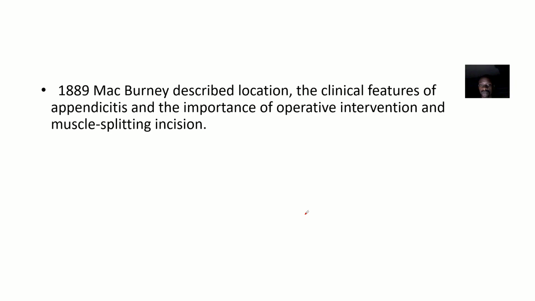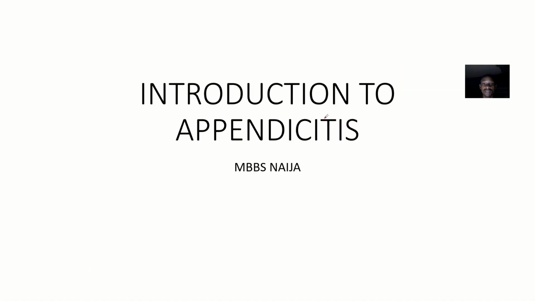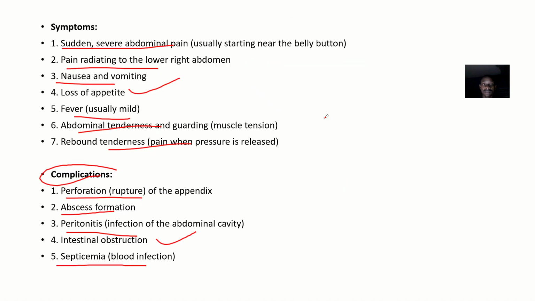Okay. So, brief history. In 1889, McBurney described the location and clinical features of appendicitis and the importance of operative intervention and the muscle split incision. That's why the area around the appendix is called McBurney's point. All right. So that's it about the introduction to appendicitis. See you guys.